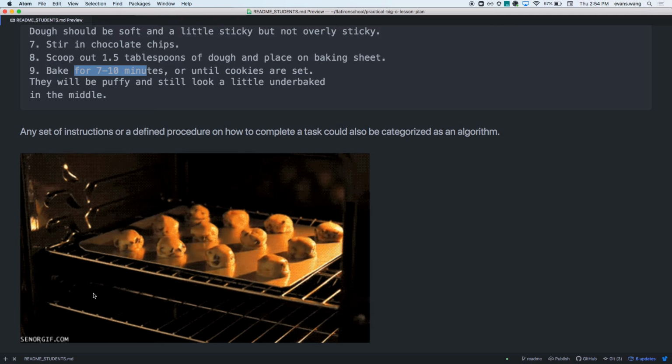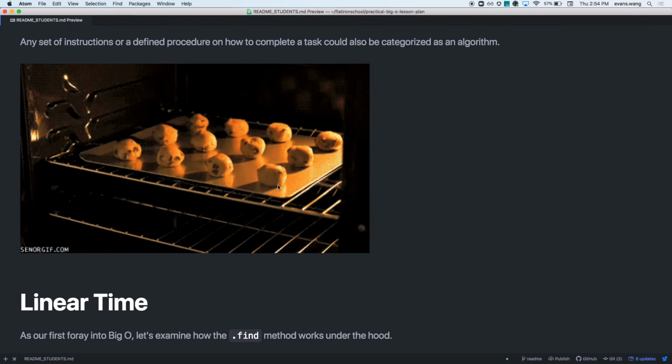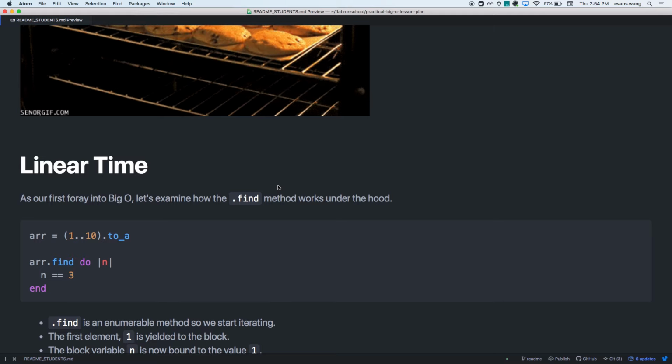All right, so now that we kind of understand this algorithm, let's talk a little more about the different ways we can evaluate how an algorithm is defined. The first thing about Big O is we talk about time. The way we measure time in Big O is the absolute worst case scenario.